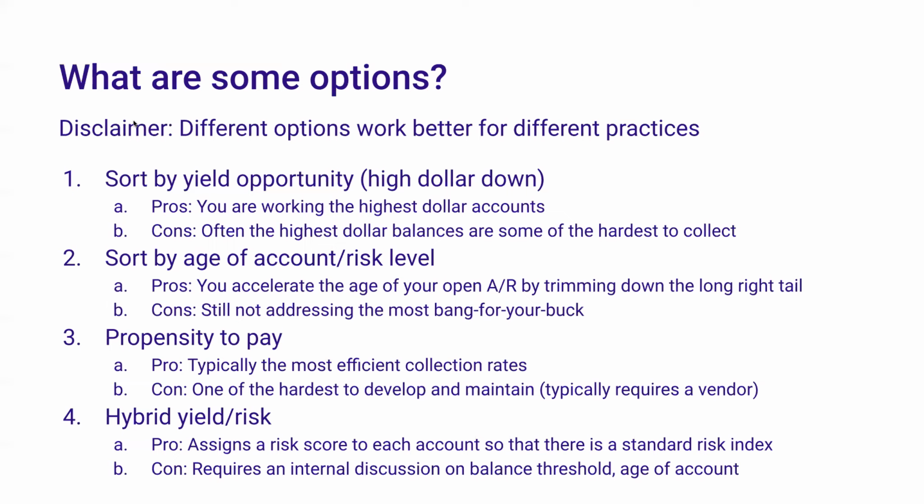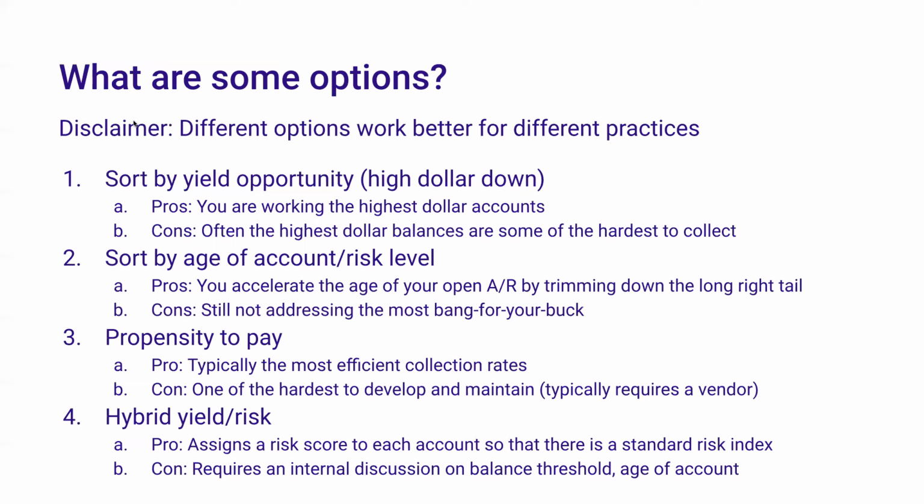Looking at age of account / risk level. These are usually helpful when you're trying to do an AR cleanup, where you're like, hey, I've got this long right tail of how old these patient accounts are. By chopping off that right tail and working those older accounts, you can accelerate the overall age of your open AR by trimming down that tail.